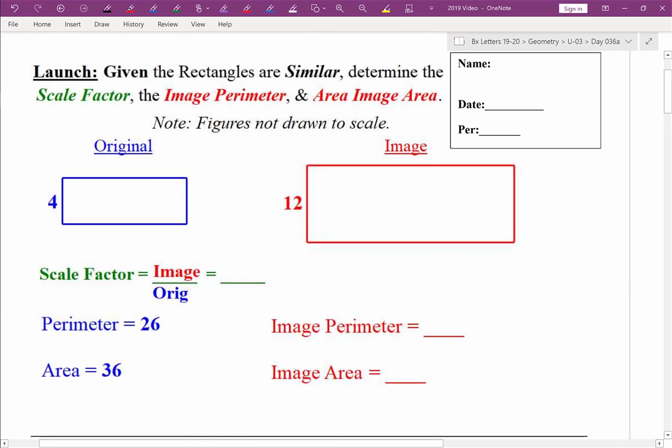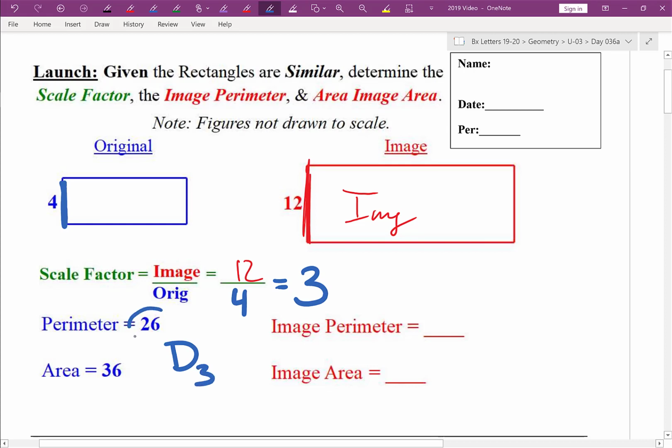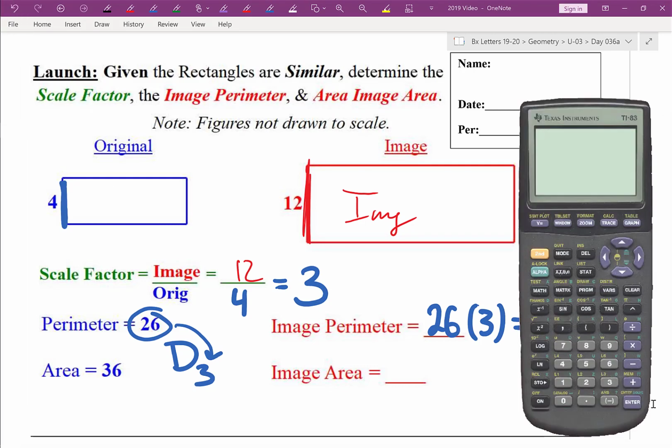All right, so we're going to determine our scale factor by taking the image of 12 and dividing it by the corresponding side in the original of 4. And we can see our scale factor is 3. So we're going to handle our perimeter through the dilation of 3. So it's going to be the original perimeter times our scale factor, which will give us the dilated perimeter. So 26 times 3, 78.